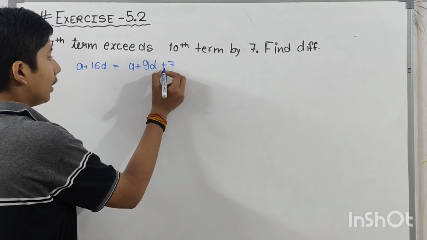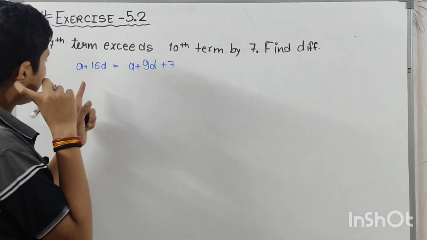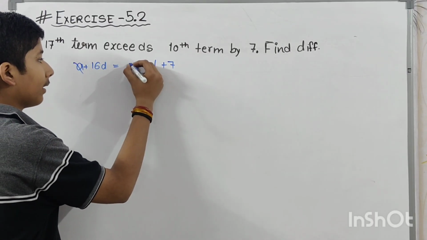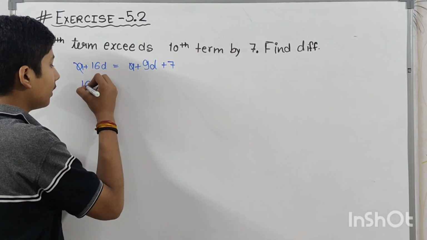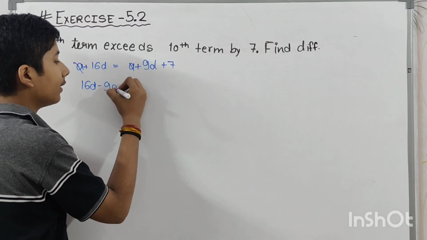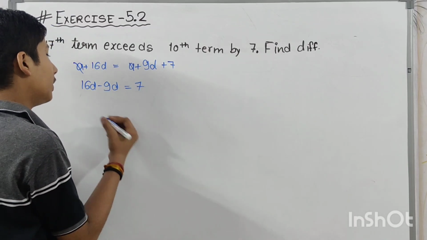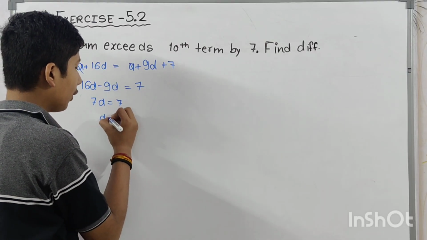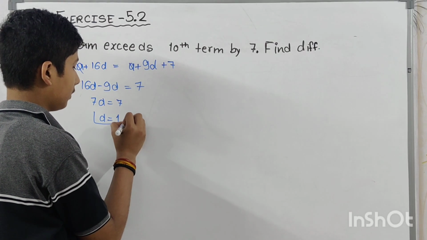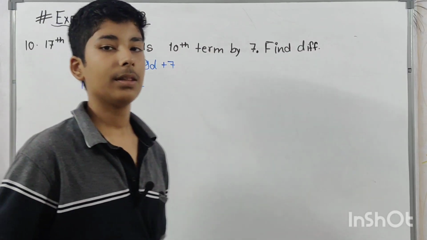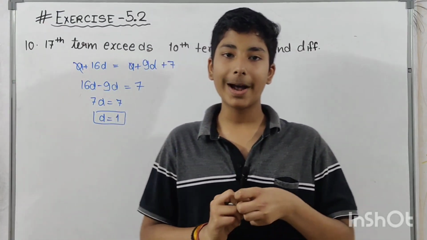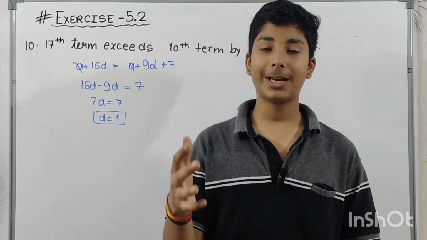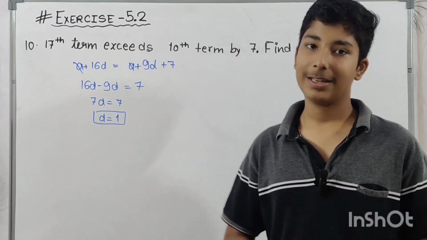When we add 7 to the 10th term, we get our 17th term. So a gets cancelled. Now 16d minus 9d equals 7. So 7d equals 7 and the value of d will be 1. So our common difference is 1, and here part 1 of doing exercise 5.2 ends, and from the next video we will start with part 2 of this exercise. Till then, bye bye.